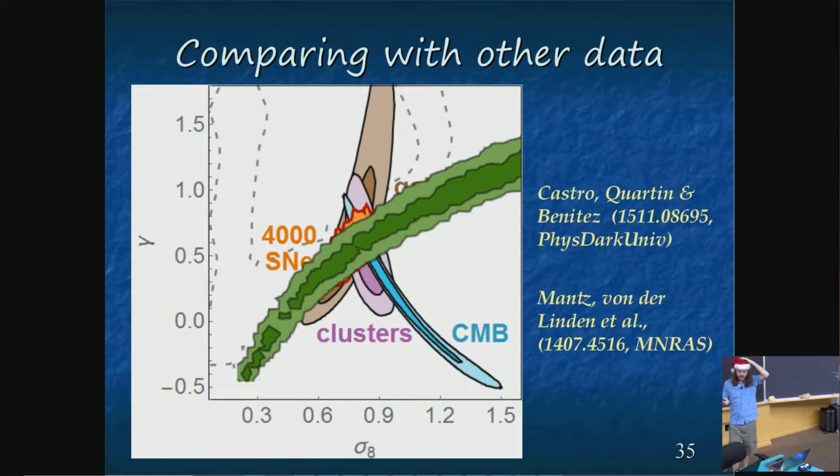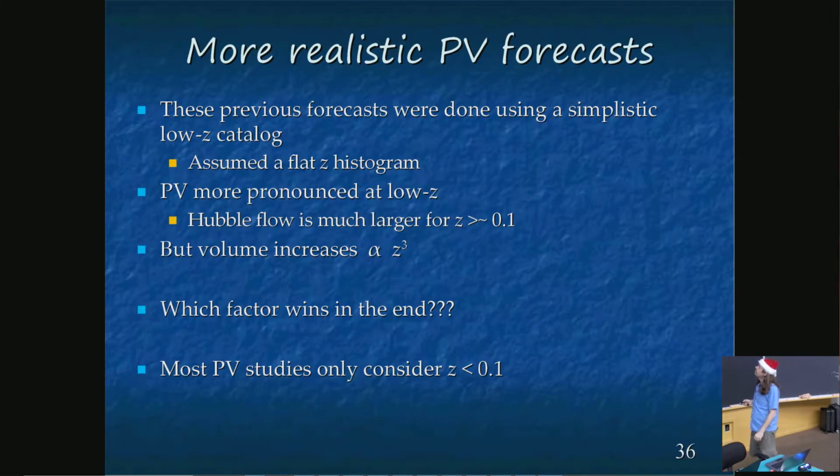So this is the peculiar velocity you could get if you had these 1,000 low Z supernovae. But this is an unrealistic forecast, right? Because I was assuming a flat Z histogram. The peculiar velocity signal is more pronounced at low Z, and the Hubble flow is large for high Z. But the volume increases as redshift cubed.